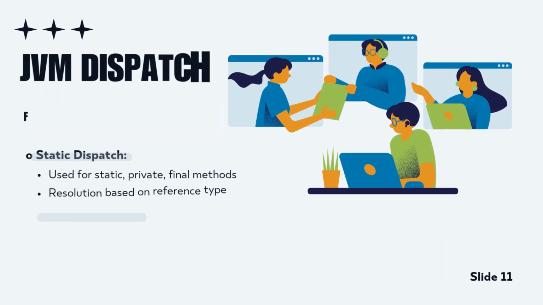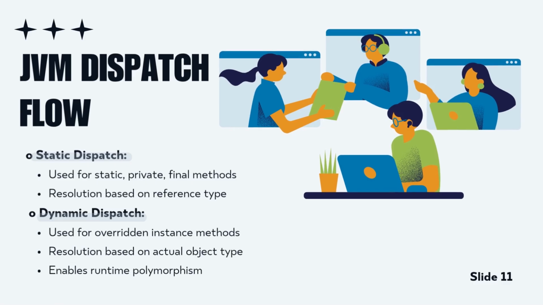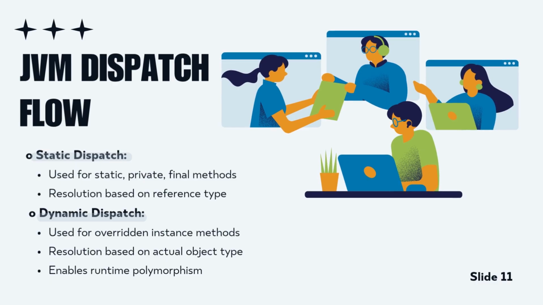The Java Virtual Machine uses two flows. Static dispatch resolves the method call at compile time, based on the reference type. Dynamic dispatch, however, is for overridden instance methods, resolving the call at runtime based on the actual object type. This is the mechanism behind runtime polymorphism.